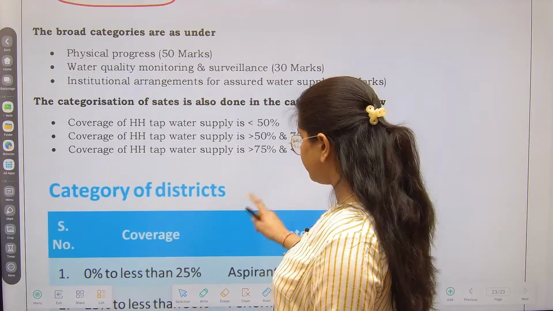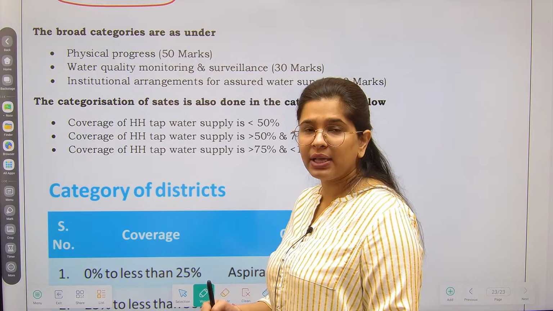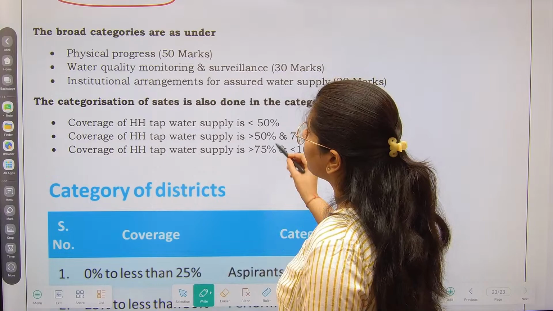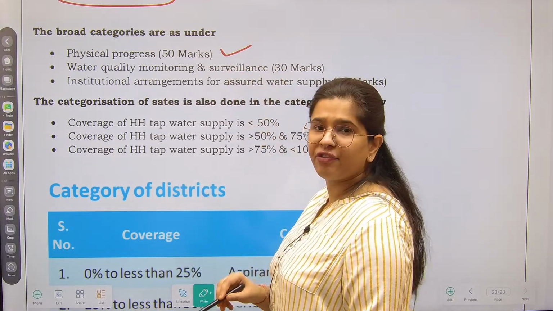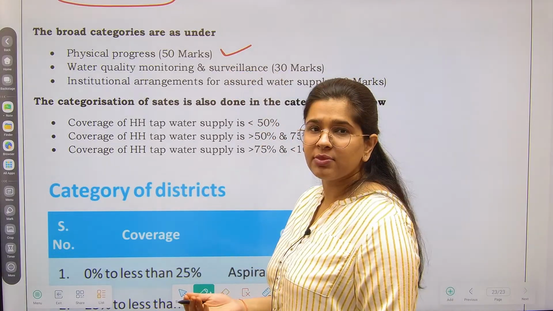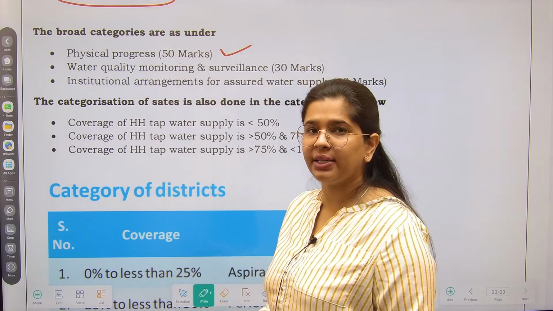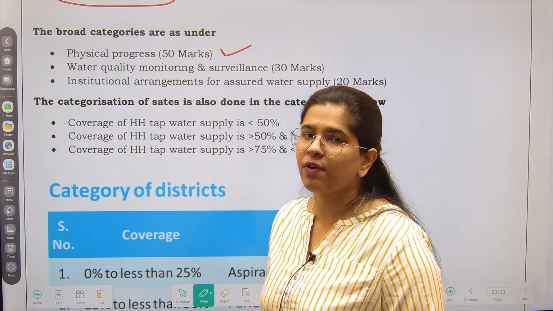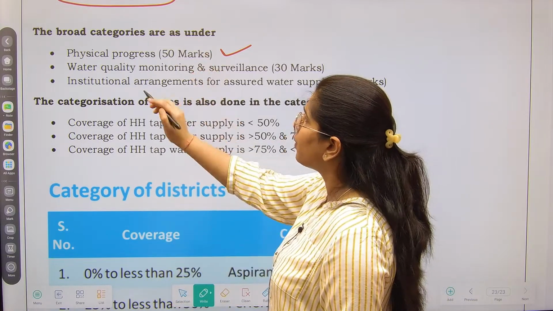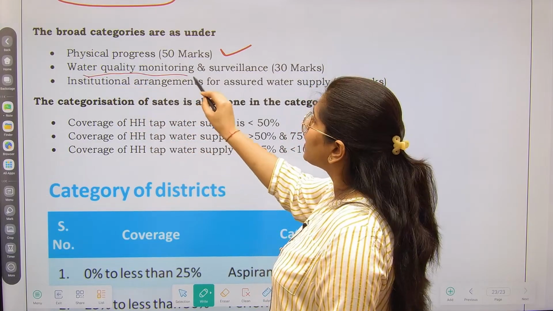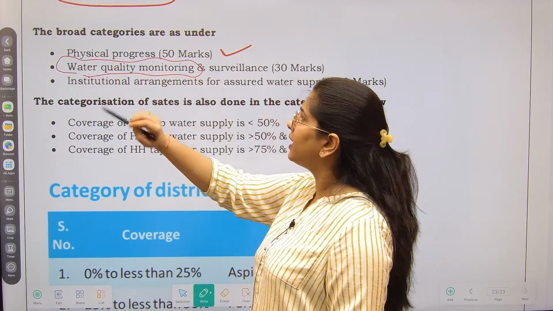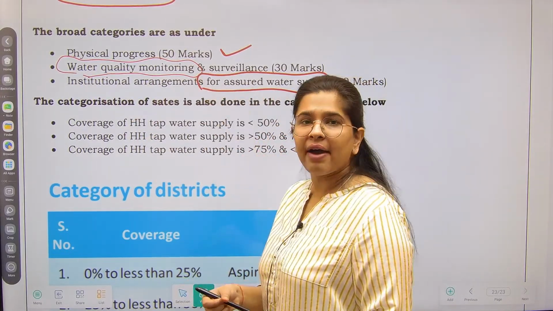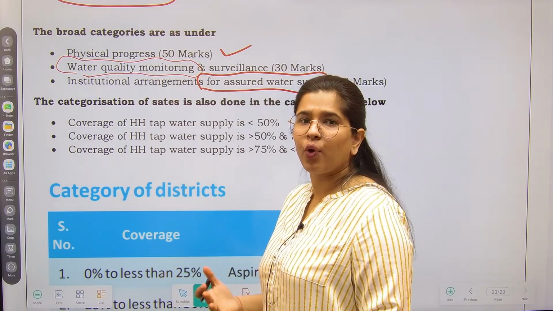Broad categories are, that means on what parameters you are going to do this particular Sarvekshan. So physical progress, 50 marks. Physical progress means how able were you to provide tap connections to all households, right? The actual implementation of Jal Jeevan Mission is called physical progress. Next is the water that you are supplying. What is the quality of it? Next, institutional arrangements for assured water supply, like having Pani Samitis, having Jal boards, right?